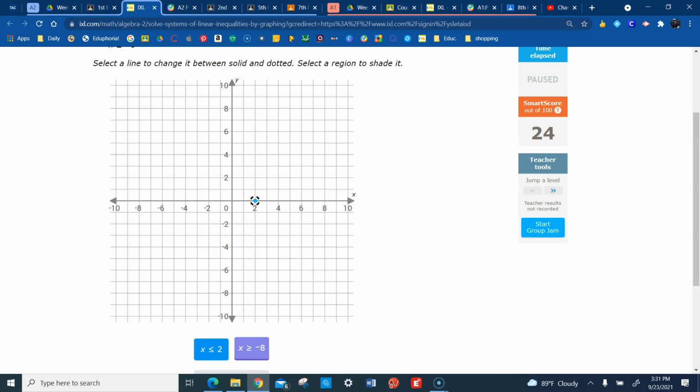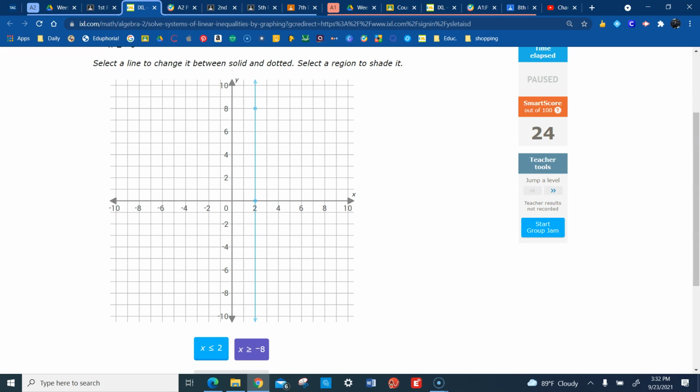So I can go either above or below this blue dot. I'll just go above. So there's my line. This is x equals 2. According to this inequality, since it says less than or equal to, I need to have a solid line, which I have here. Now, I won't worry about shading yet until I graph my second line, the purple one right here.